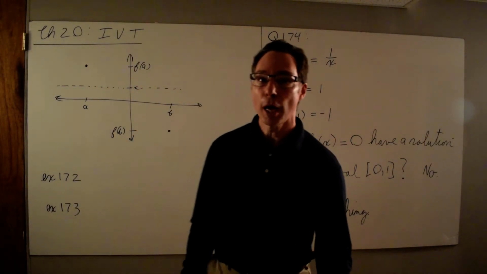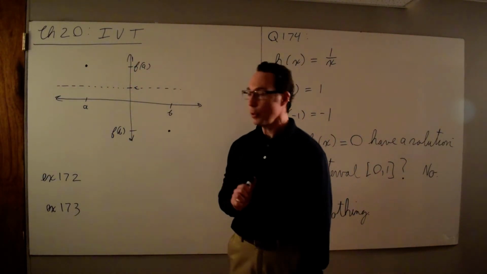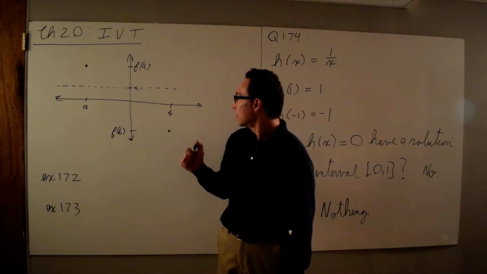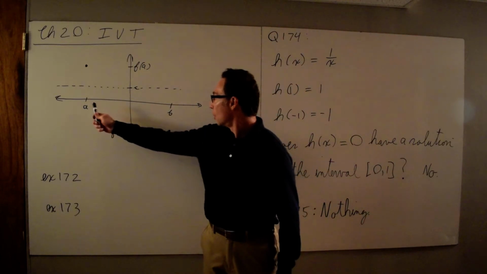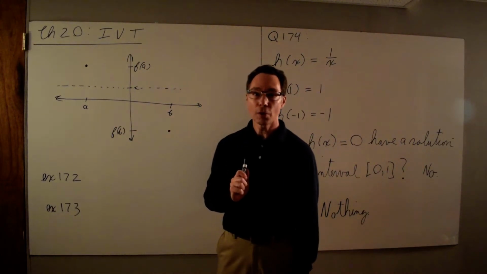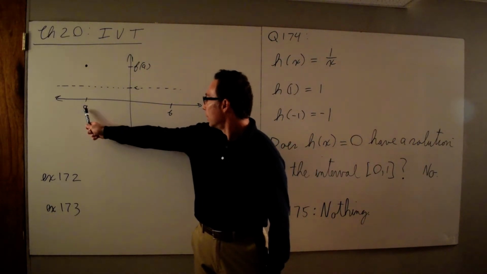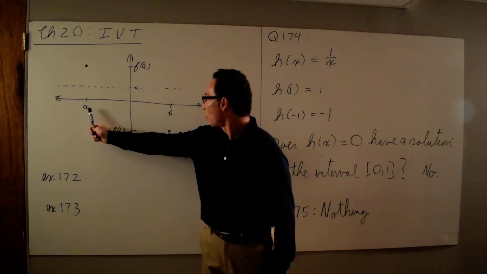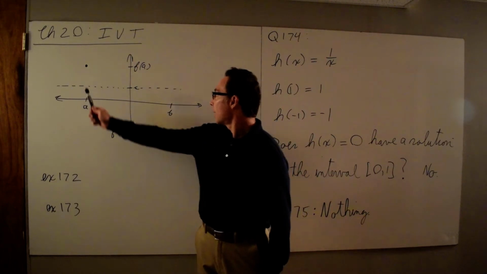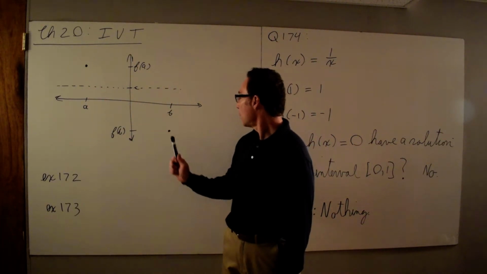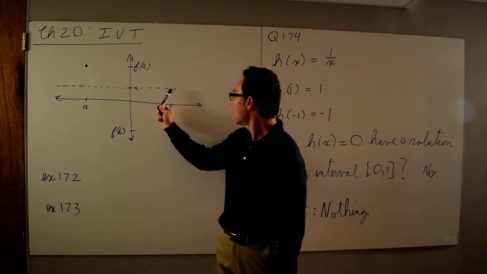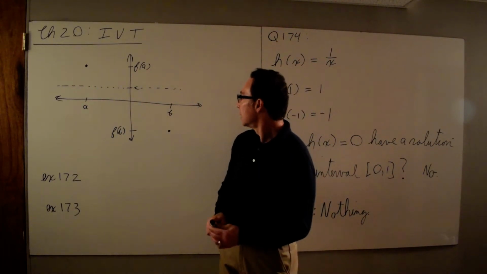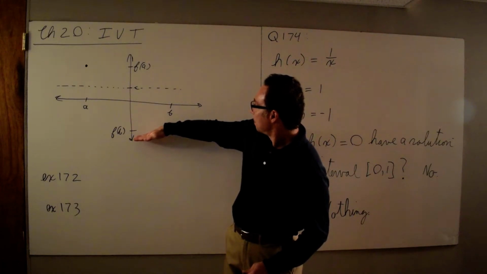This video is on Chapter 20, the intermediate value theorem. What the intermediate value theorem says is that a continuous function on a closed interval takes on every value between f of a and f of b. Our closed interval is the interval ab. We have f of a, we have f of b, and we have this number c right here between f of a and f of b.